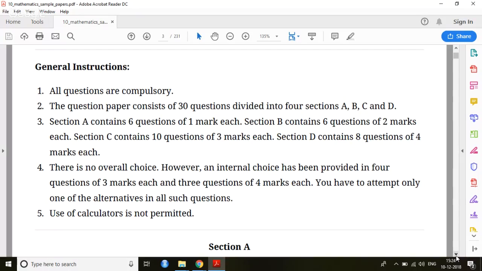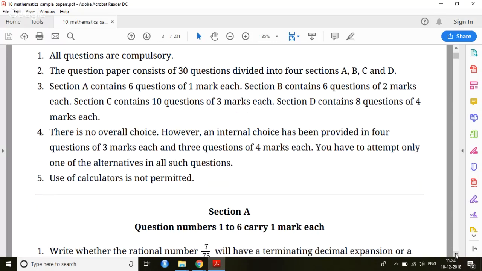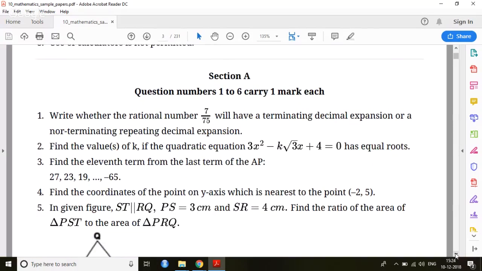So there you can select, and calculators are not allowed. Now start doing the questions.